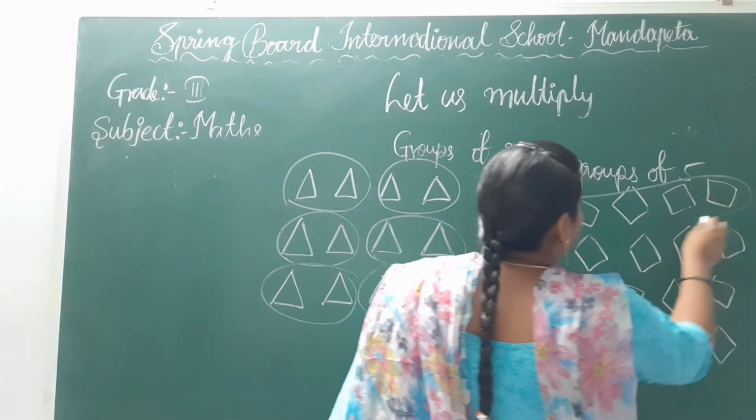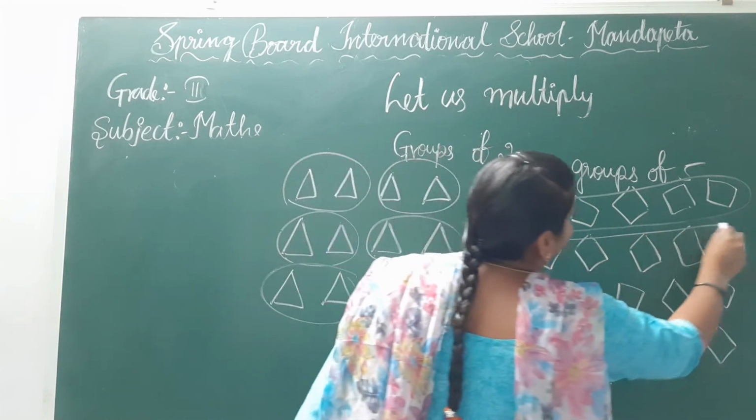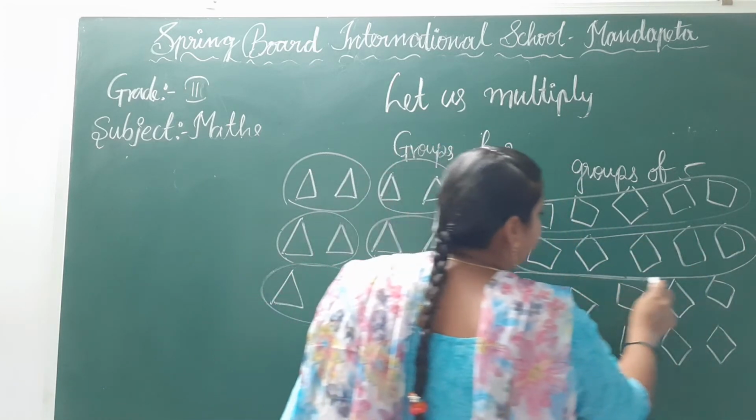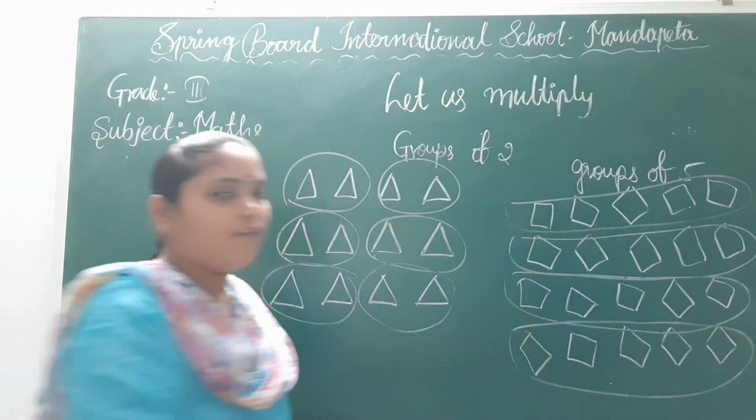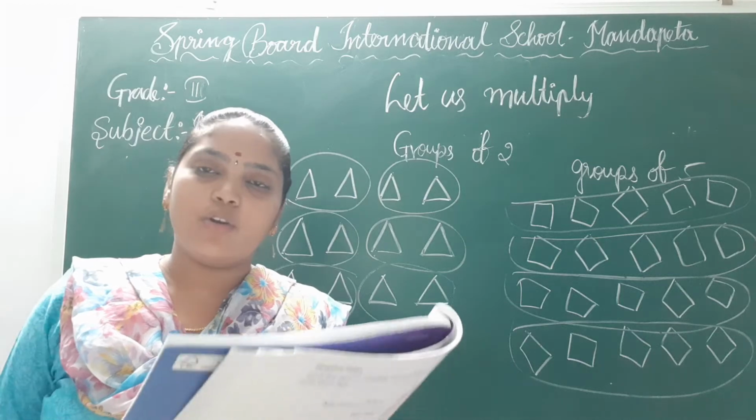Now it is a group of 5. Now it is a group of 5. Now it is a group of 5. And now it is a group of 5. Okay, you have to make groups like this.